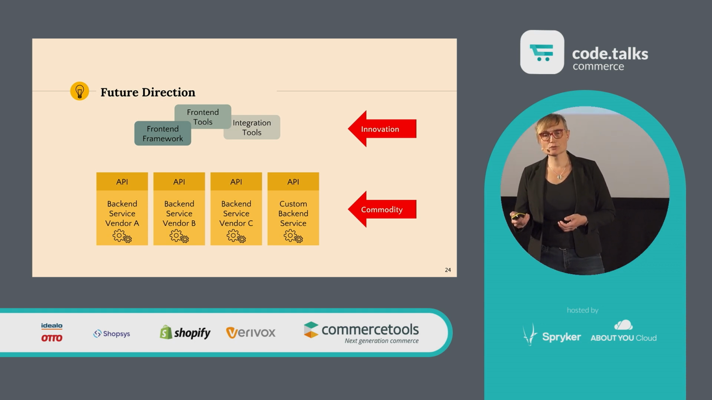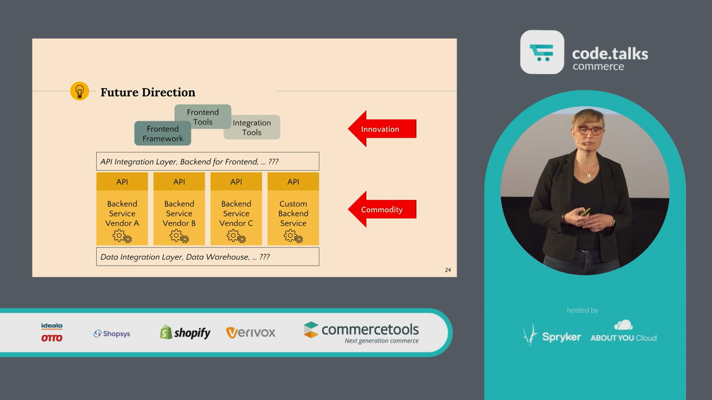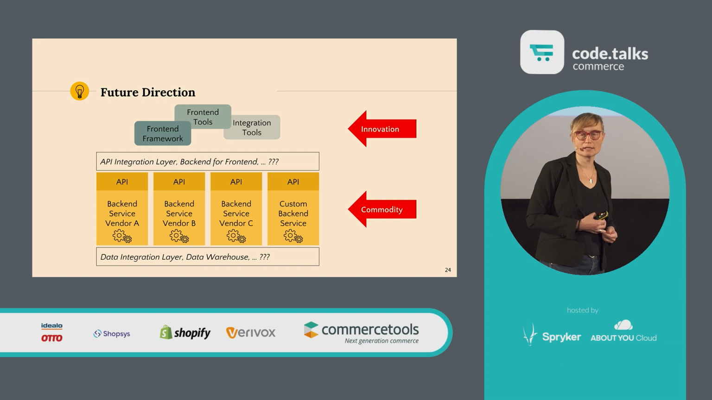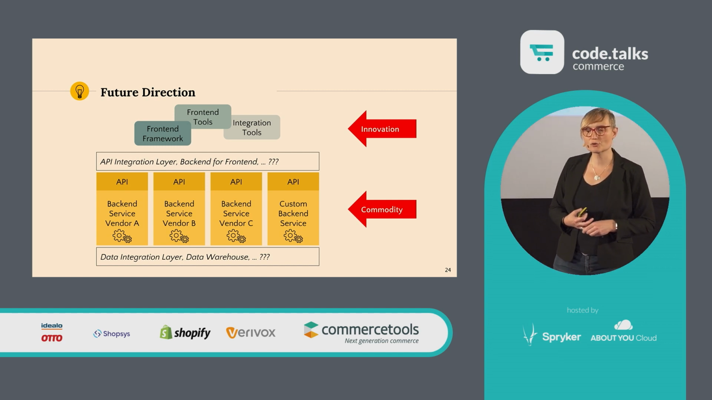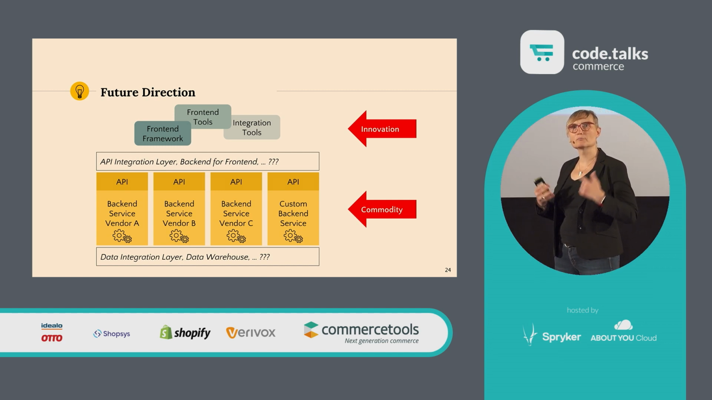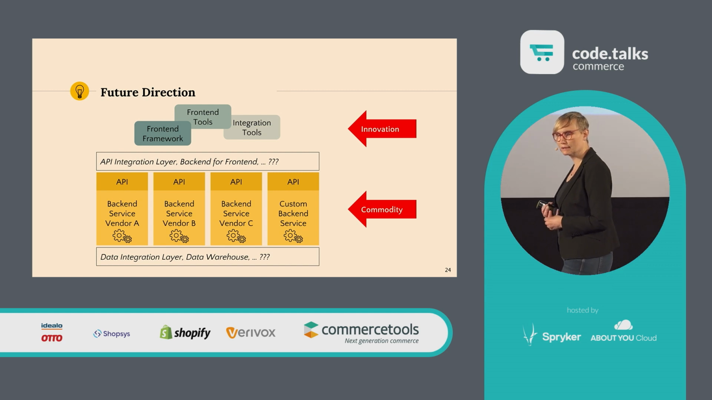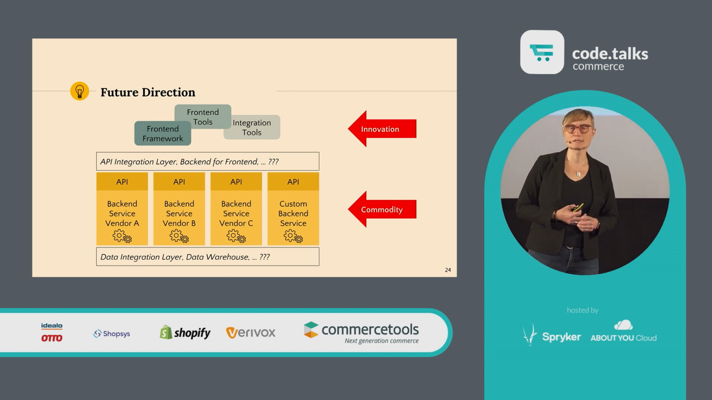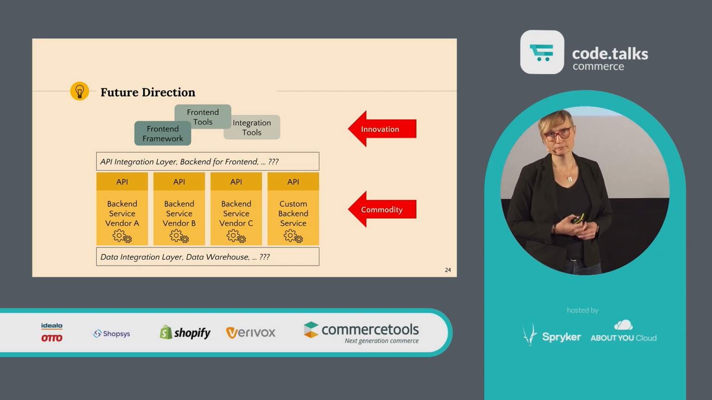There might also be two more layers, maybe something like an API integration layer or abstraction layer. I also heard the term backend for frontend, something where the front-end system is running, and maybe something like a data integration layer. I have seen this with some customers. They already have data warehouses just for the purpose of aggregating the information from the different systems. So these could potentially be layers which we will see in the future.